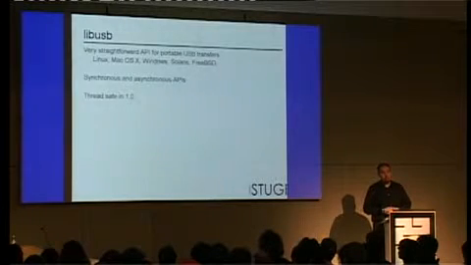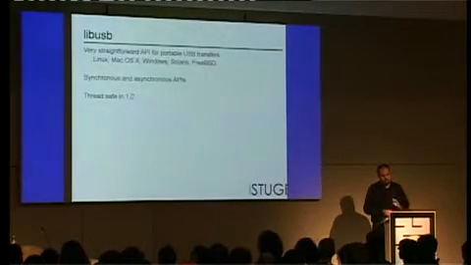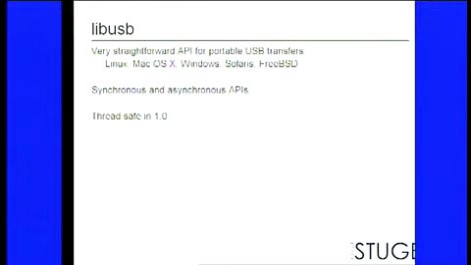And libusb. Libusb is a really straightforward API for doing USB transfers across a whole bunch of operating systems. Linux, Mac OS, we support Windows. Some versions of the API work on Solaris, and FreeBSD also has a libusb compatible API. Supports synchronous and asynchronous programming. Either you just fire and wait until the transfer is done, or you can queue up a lot of transfers and write your program in more of an asynchronous manner. And since version 1.0, libusb is also thread safe.